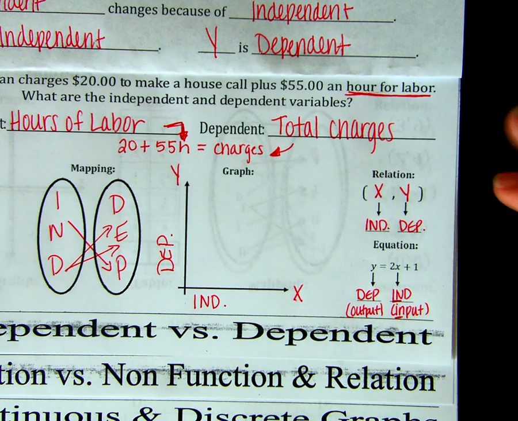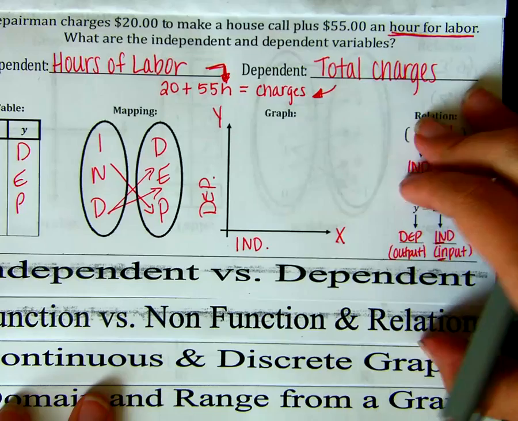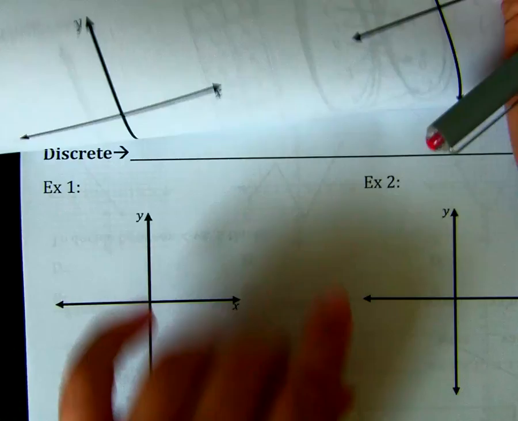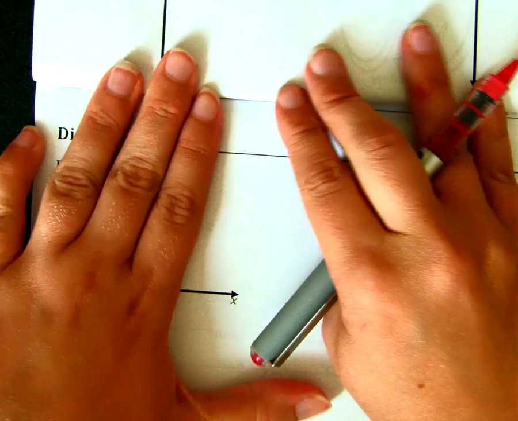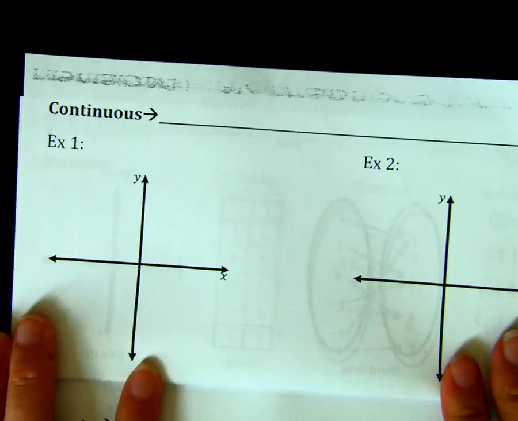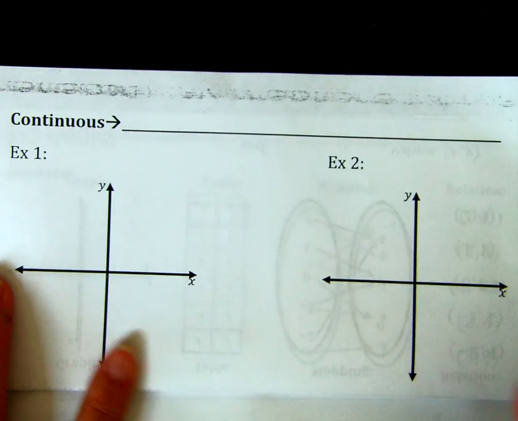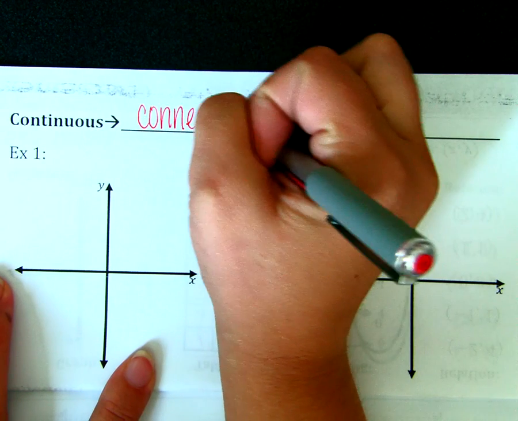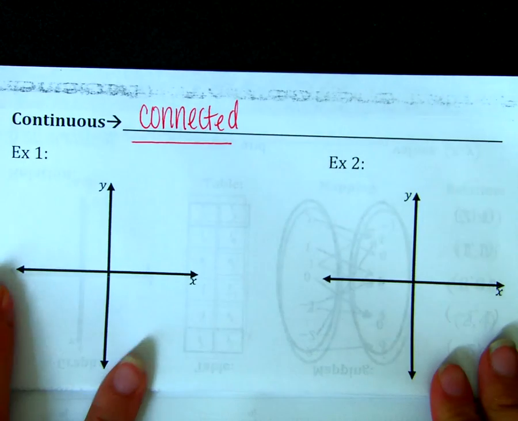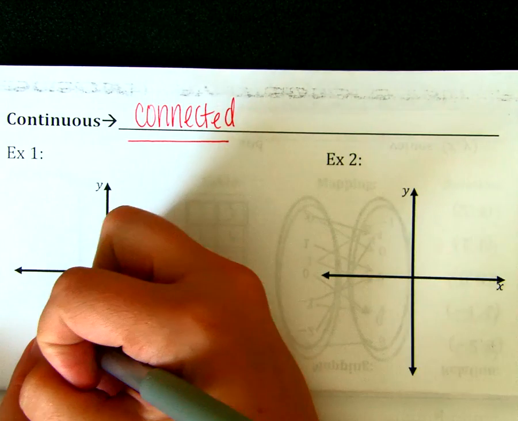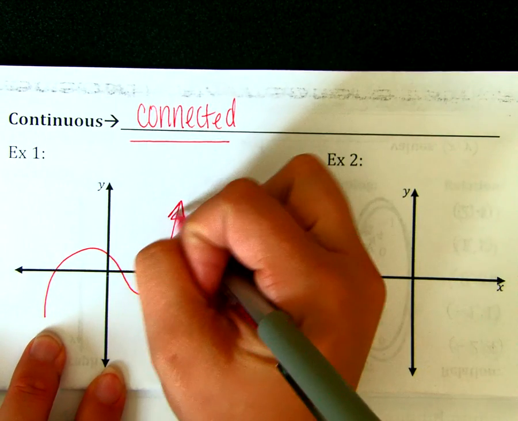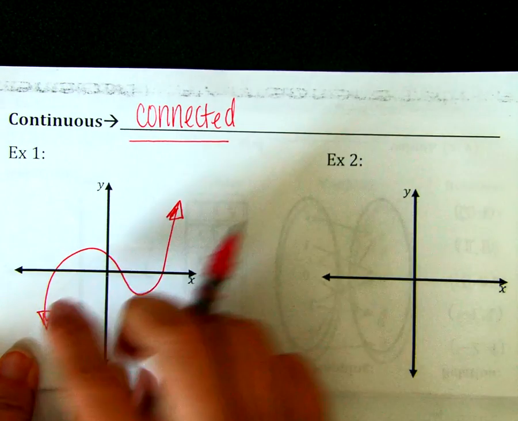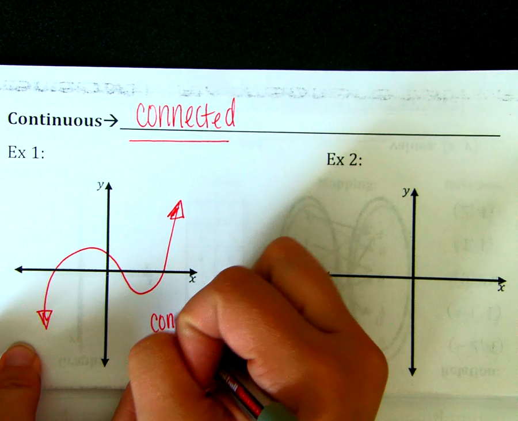Real quick, I also want to cover continuous and discrete. This is new to you, so please pay attention. This is very simple. We will talk more about this throughout the week. But the key thing to know about continuous is that they are connected graphs. So continuous means they are connected. Some examples of connected graphs are like this. That would be continuous. It has a line that connects. It is connected.